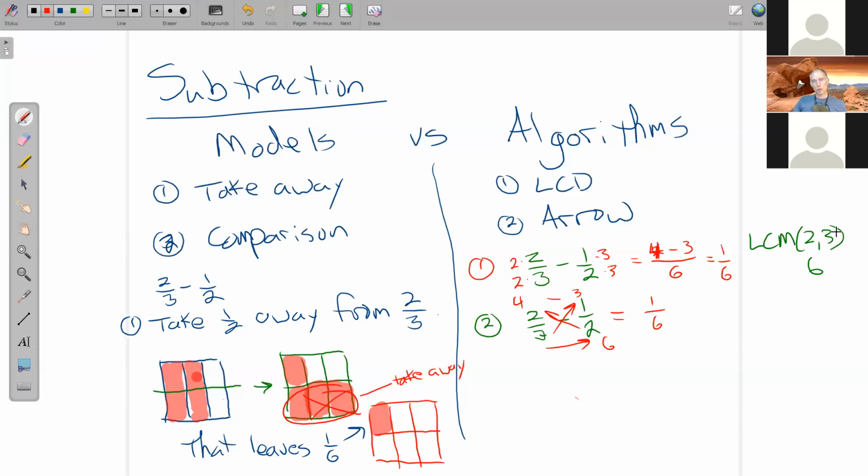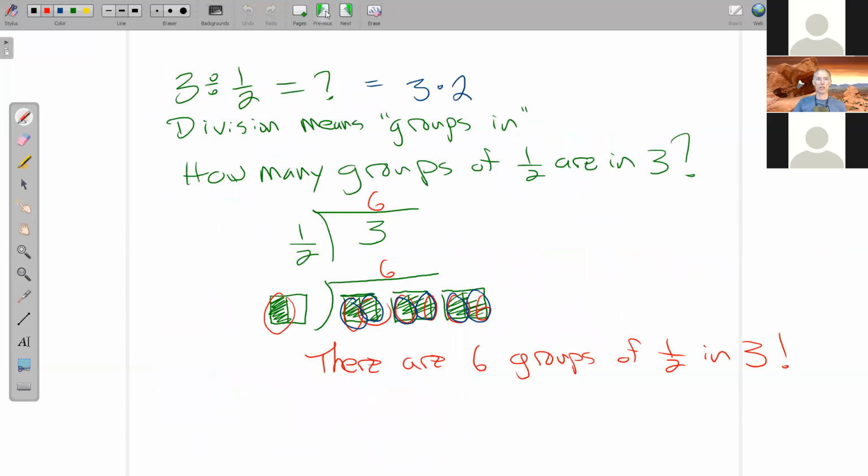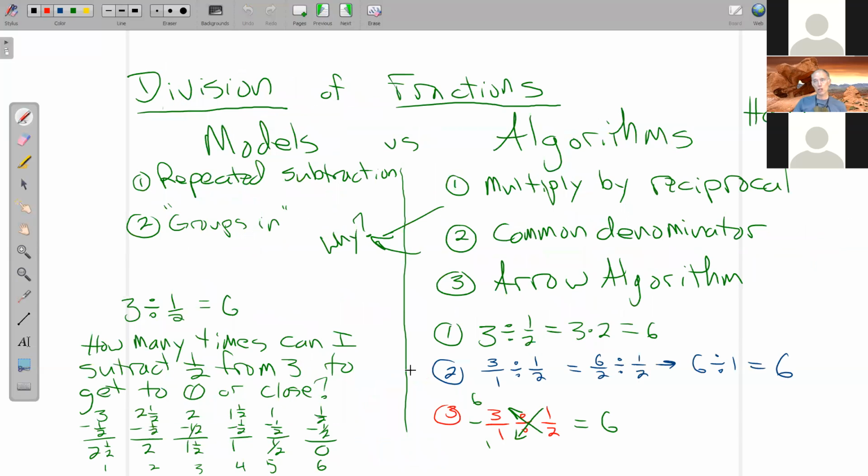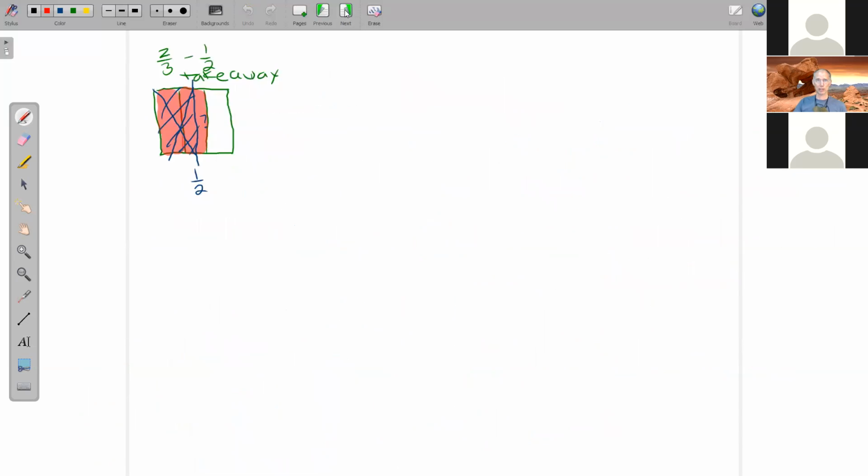So just a note, if we're subtracting, we need a common denominator. Why? Because of what takeaway means and because of what compare means. We can only take away things that are alike, and we can only compare things that are alike. Same thing when we're adding, we have to have a common denominator. As far as division went, although there is a common denominator algorithm, the arrow algorithm and the multiply by the reciprocal algorithm don't require a common denominator. So division, it just kind of depends. You could use a common denominator, but you don't have to. Addition and subtraction, you cannot do without it. All right, and last but not least, multiplication.